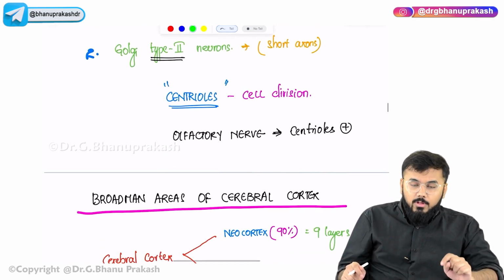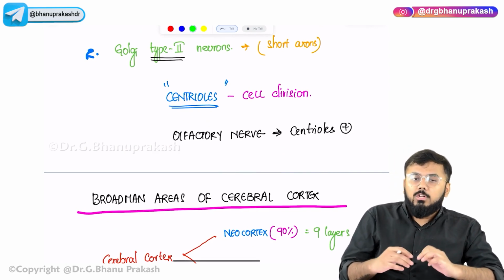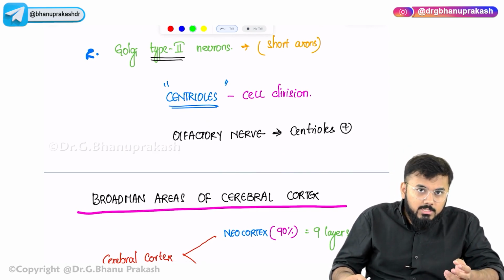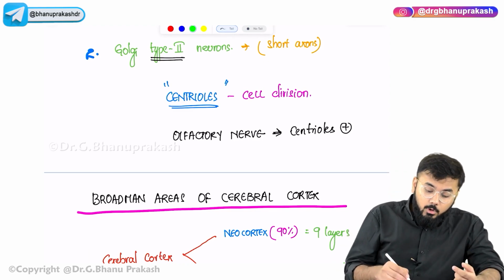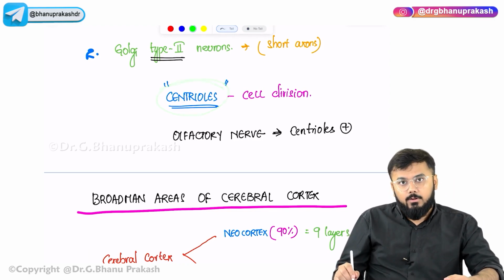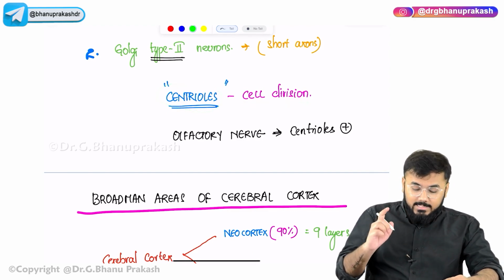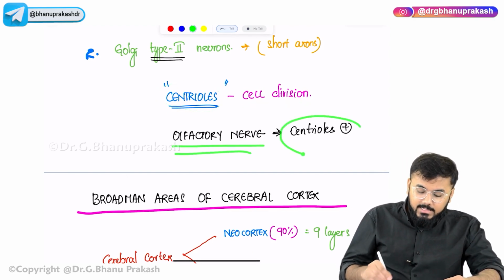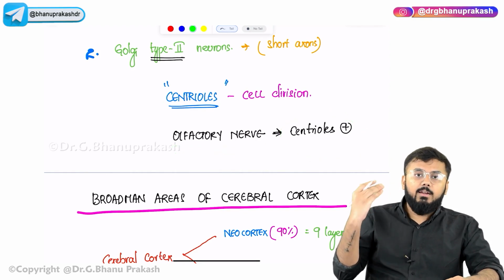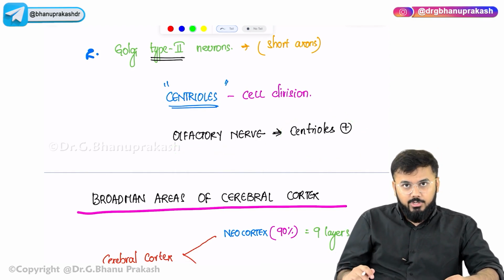Okay. Now, very important thing is that, do neurons regenerate? Do neurons regenerate? No. Why? Because they do not have centrioles. Centrioles are the ones which are responsible for cell division. Except olfactory nerve, it has centrioles, and that is the reason why olfactory nerve can regenerate, but the remaining cannot regenerate.